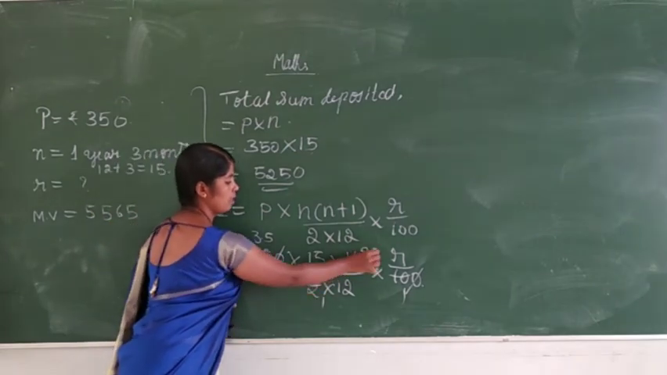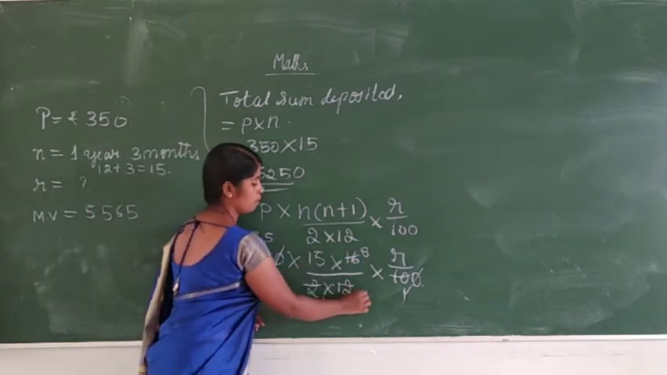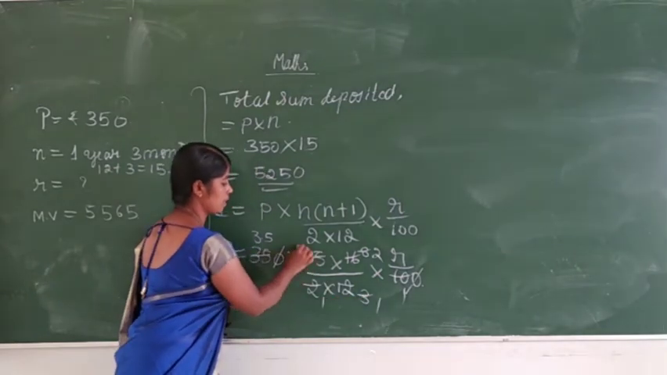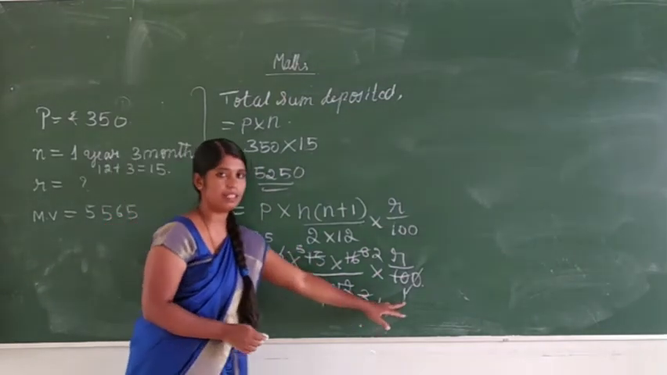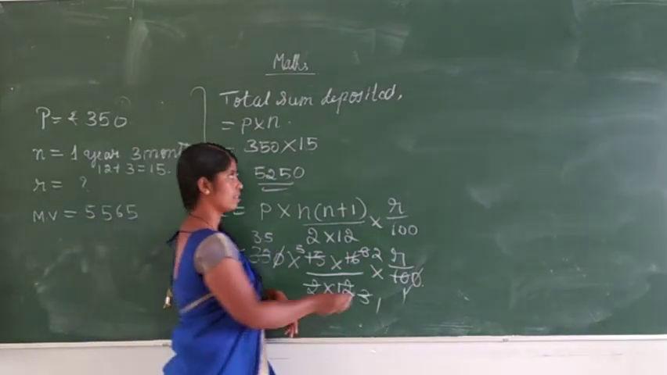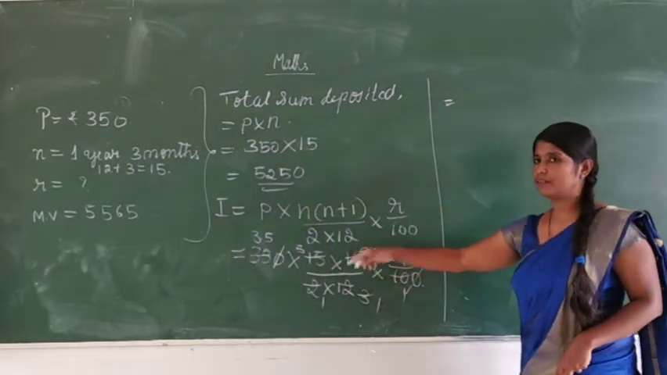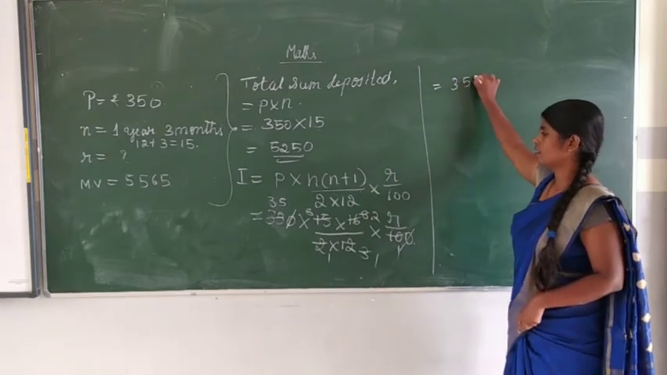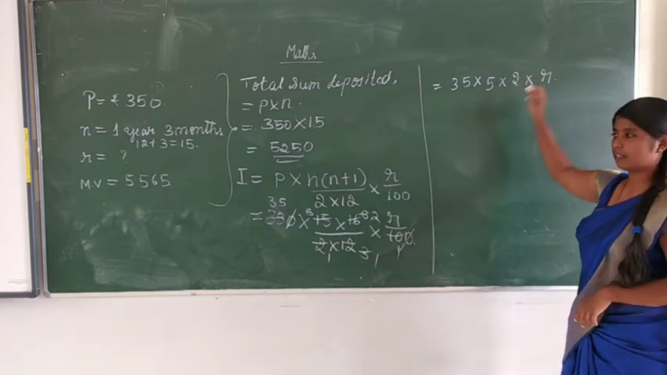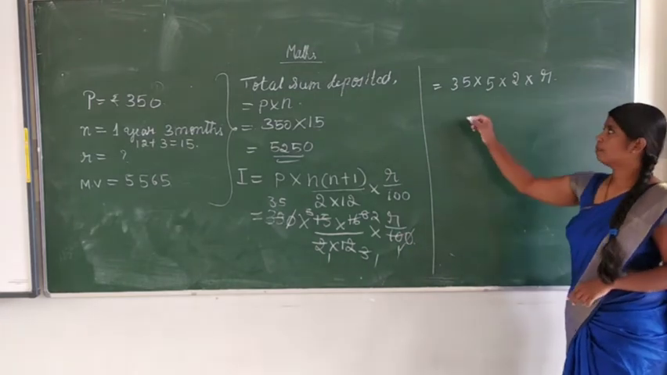Next, 4 3s are 12, 4 2s are 8, then 3 1s are 3, 5s are. Now you can check that in the denominator nothing is left out except 1, and multiply the numerators. So in the numerator we have 3.5 into 5 into 2 into R. Multiply these.